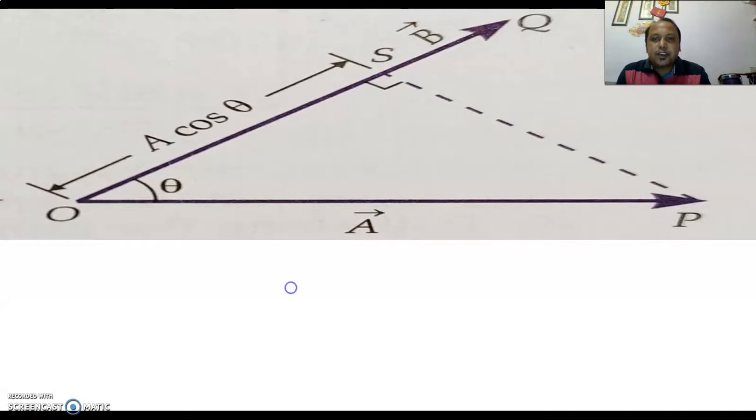Now there is another way of writing it. Suppose we take the component of vector A along vector B. As I have already told you, when we take the component along the angle, this component will be in terms of cos theta. So we write here A cos theta, which is the component of vector A along vector B.